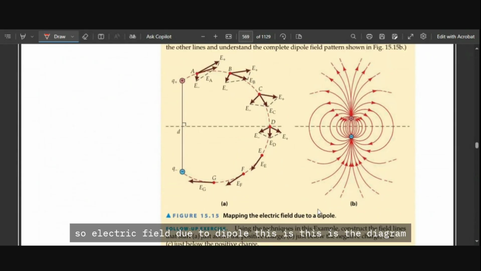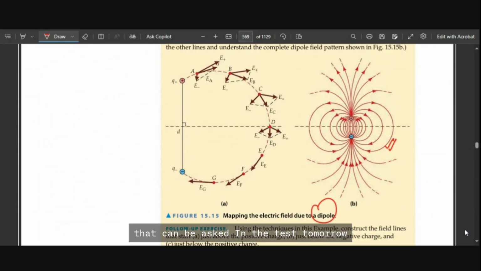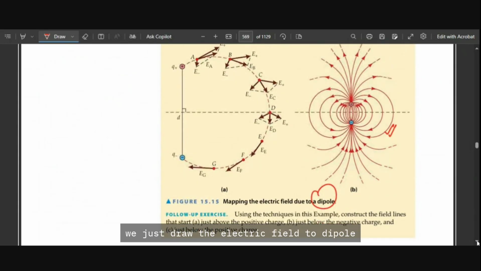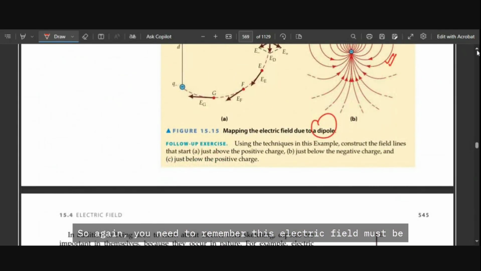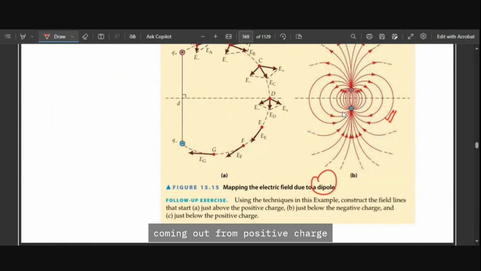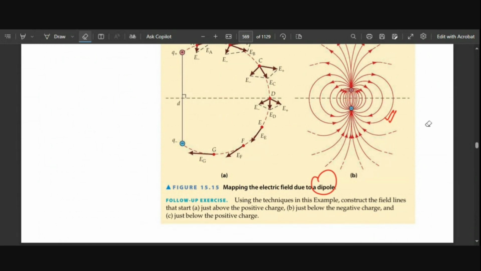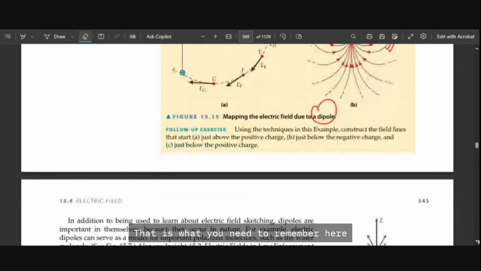So electric field due to a dipole. This is the diagram that can be asked in the test tomorrow. You just draw the electric field due to a dipole. Again, you need to remember this: electric field must come out from the positive charge and enter into the negative charge like that. This particular region has more electric field lines, so the electric field strength in this region is going to be more. That is what you need to remember here.